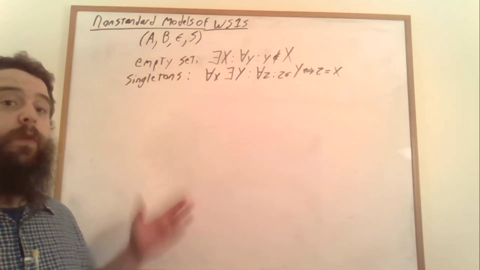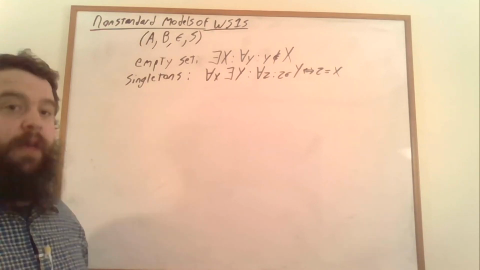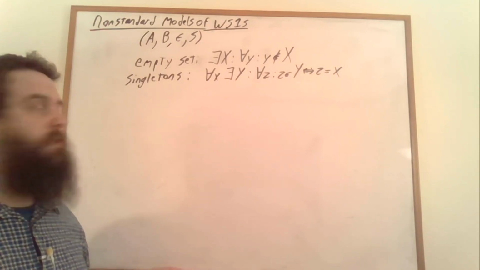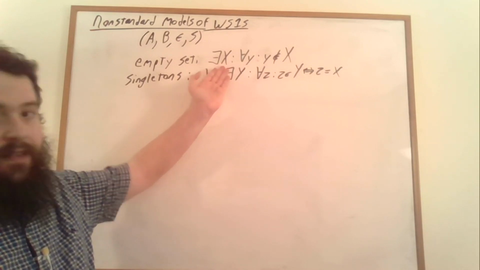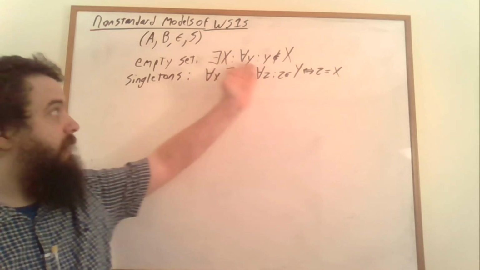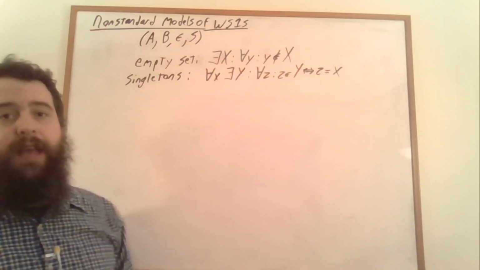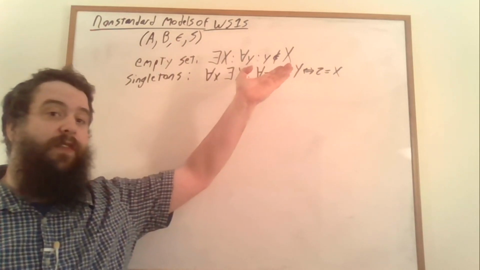So first of all, we know that B is going to have to contain the empty set. The standard model of weak S1S satisfies that there exists an X, a finite set of natural numbers, specifically the empty set, such that for any Y, Y is not in X. And so this non-standard model is also going to have to satisfy this.